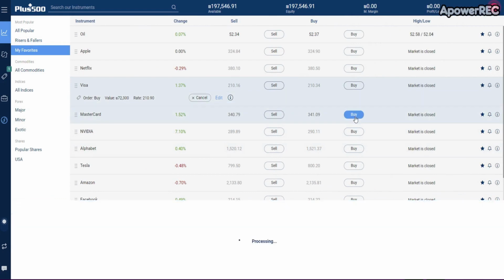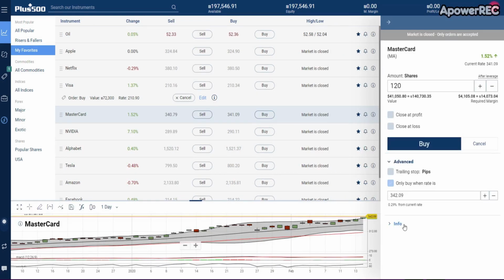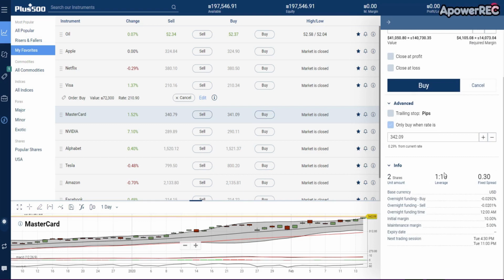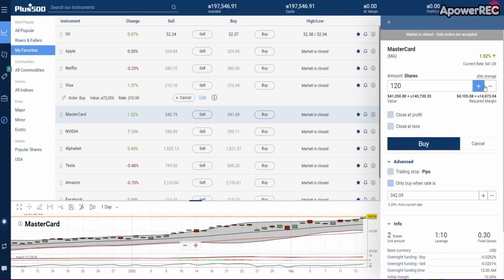Now I will do the same thing for MasterCard. The leverage is by 10. I will go for 100 shares just to show you how it looks. Remember that I use a demo account and the market is closed now. My orders will work only once the market opens again.